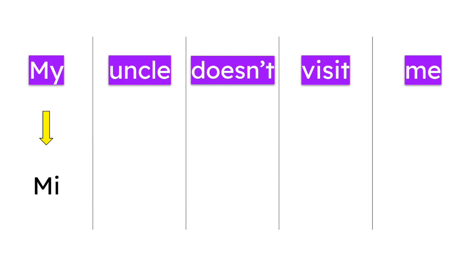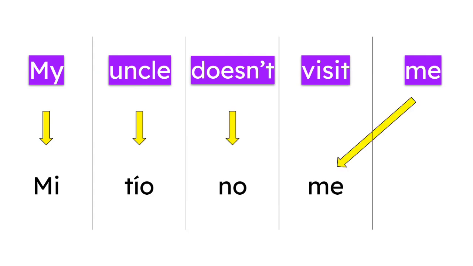That's right. Now, how do you say uncle in Spanish? Well, a short word is tío, in case you didn't know that. Mi tío. Mi tío, and I'm sure you did the rest right. Mi tío no me visita. That's right. Mi tío no me visita. Perfect.